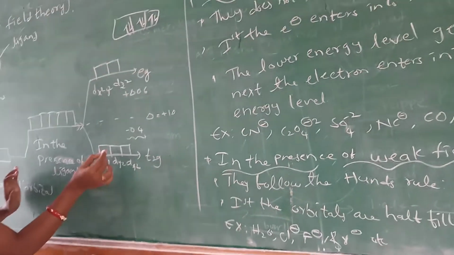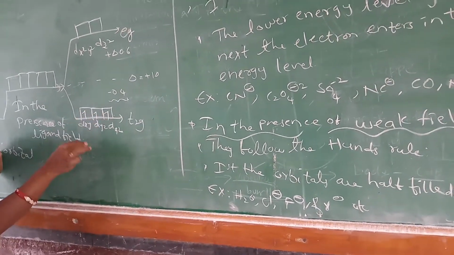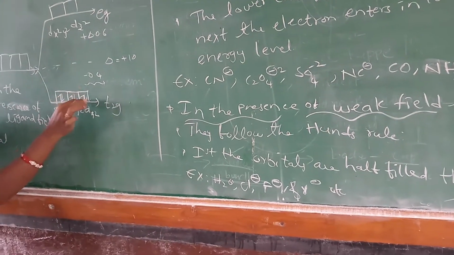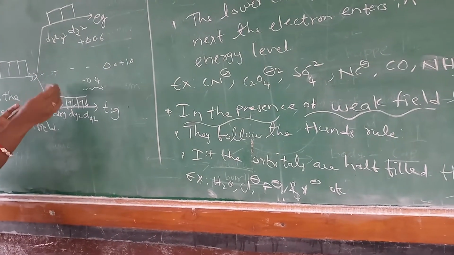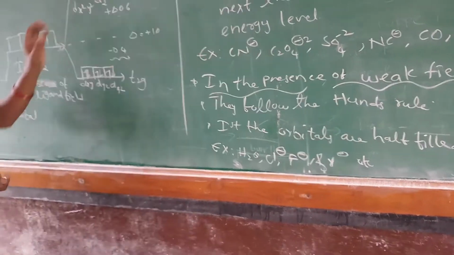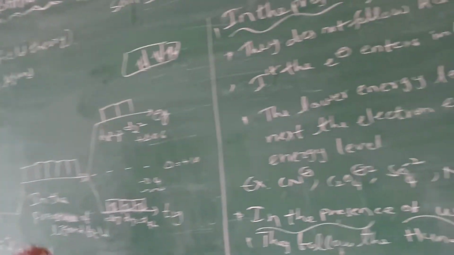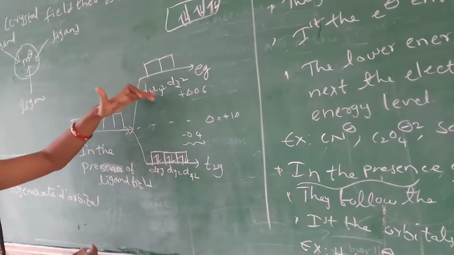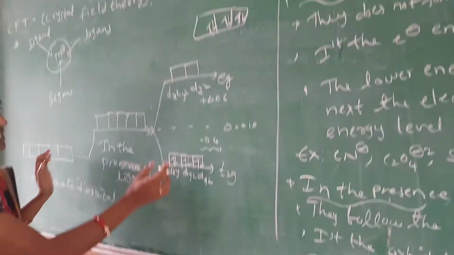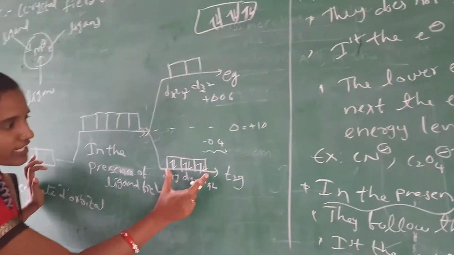The electrons enter the low energy level and get paired up. After the pairing, the electron enters the Eg orbital. So once again, in the presence of a strong field ligand, what happens? The energy gap between Eg and T2g is very high. So first the electrons enter the low energy level.